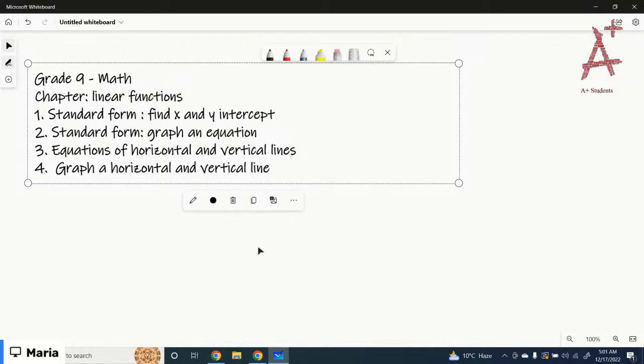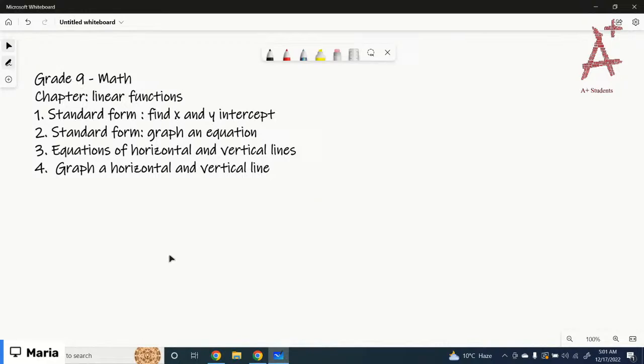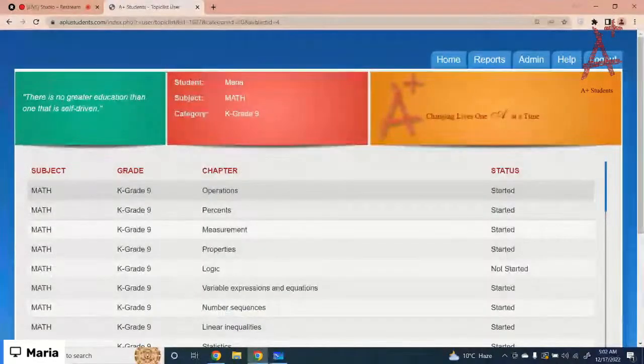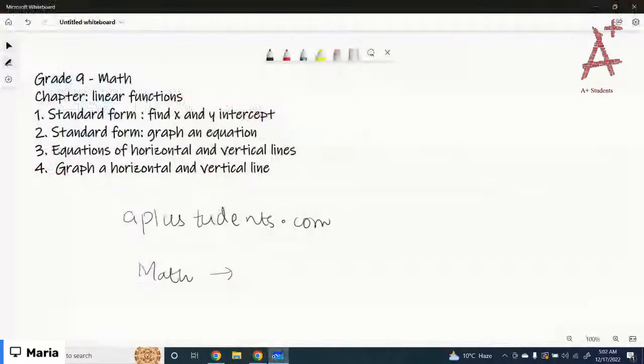So, we're going to start with grade 9 maths. You can find all the lessons on aplusstudents.com. You have to log in there using your email address and password as provided by the administrator. Then, select math from the subject tab, scroll down to grade 9 maths, and click on view all lessons.